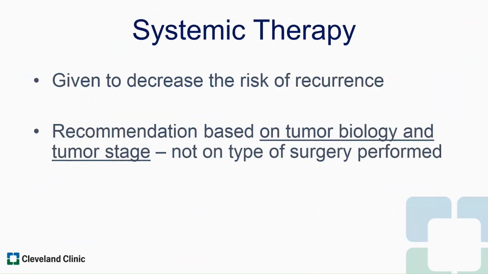Next, let's talk about systemic therapy for breast cancer. Systemic therapy, or chemotherapy, is given to decrease the risk of recurrence. The goal of surgery for breast cancer is to make a patient cancer-free. The goal of radiation is to help with local control, to keep the cancer from recurring in that area. Systemic therapy is given to help prevent that cancer from spreading anywhere else in the body over that patient's lifetime. The recommendations for systemic therapy are based on tumor biology, meaning what type of cancer it is, and again, the tumor stage. So systemic therapy is not based on the type of surgery performed.